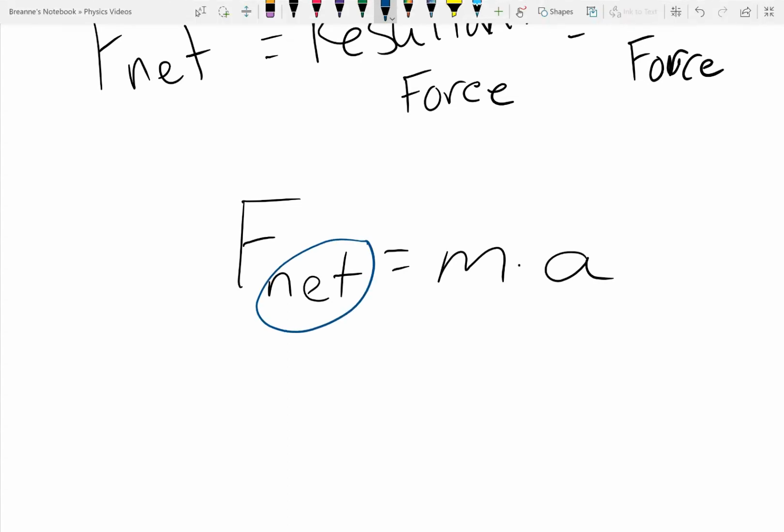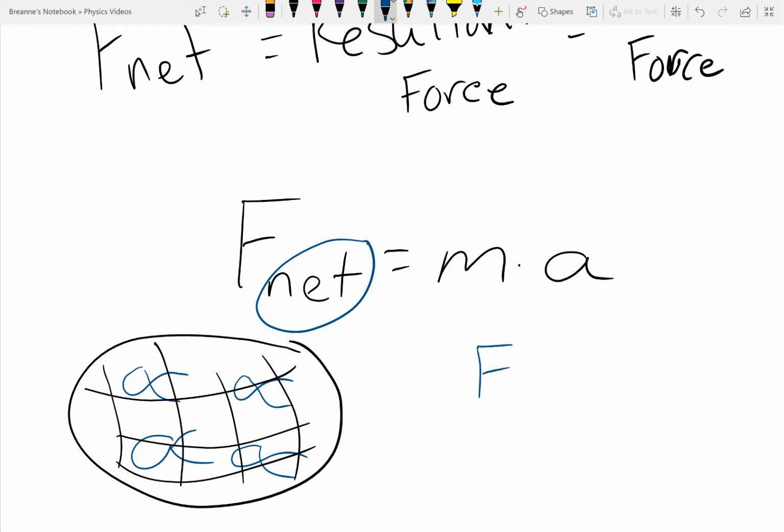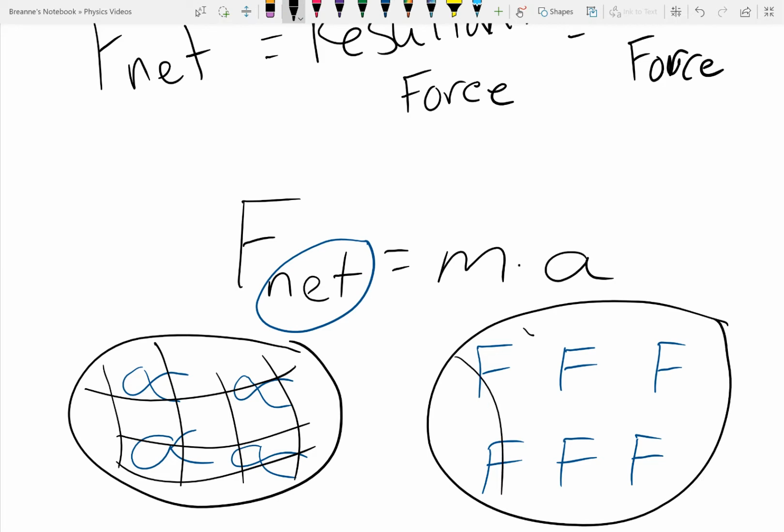Your net force can also be, think about a net. With a net, you're trying to catch all the little fishies, right? The whole point of your net is to catch all of your fishes. Same thing about your forces. You want to catch all of the forces. Little forces. And that net force, you want to catch all of your forces.